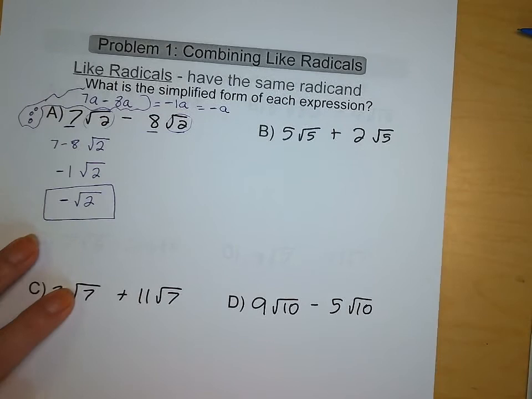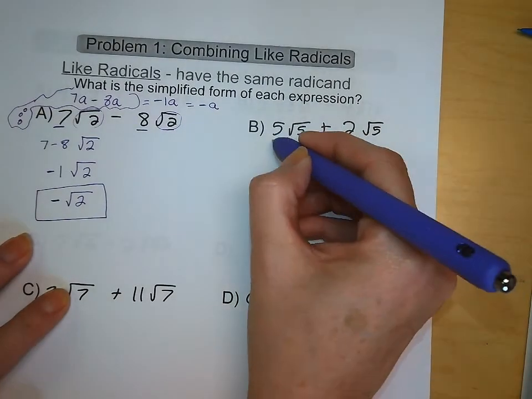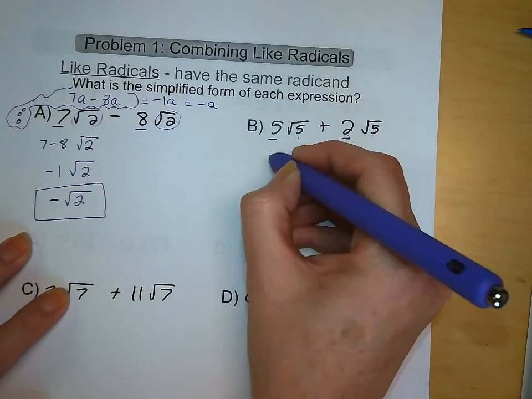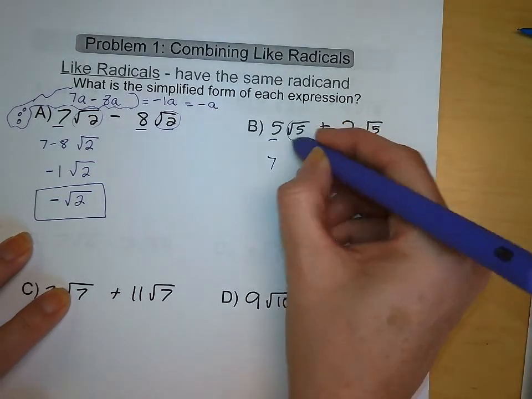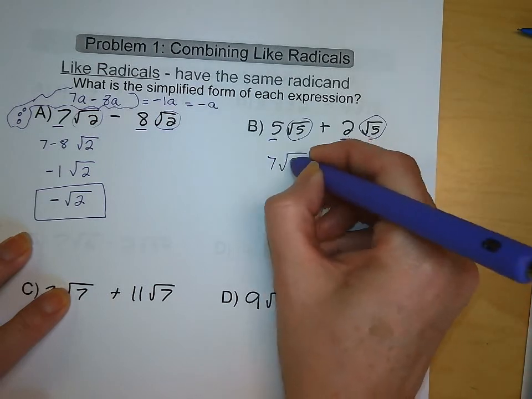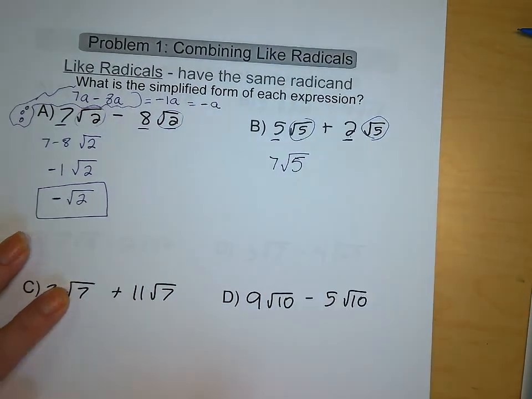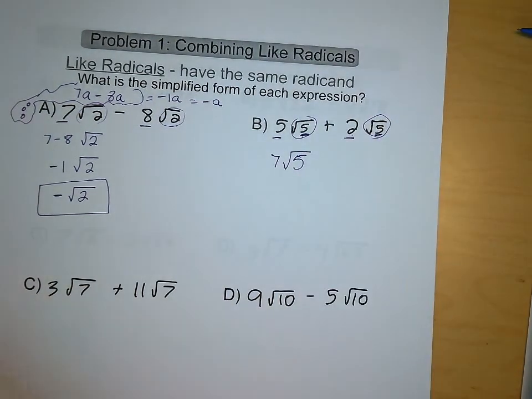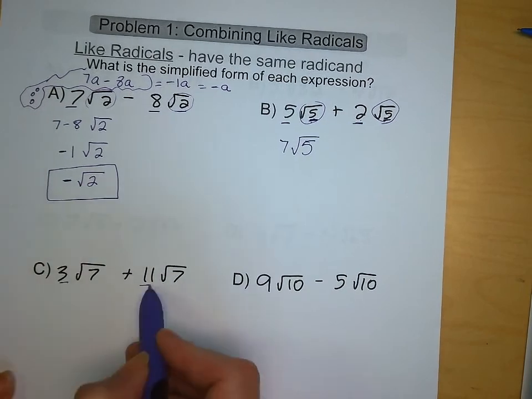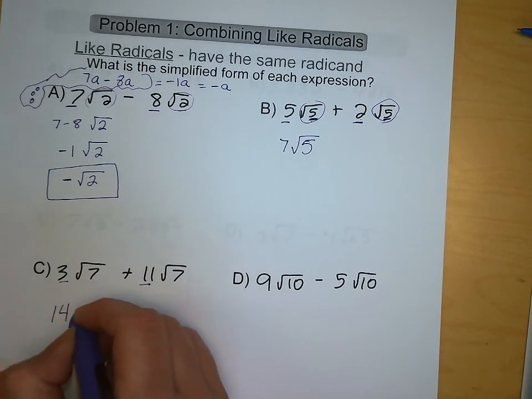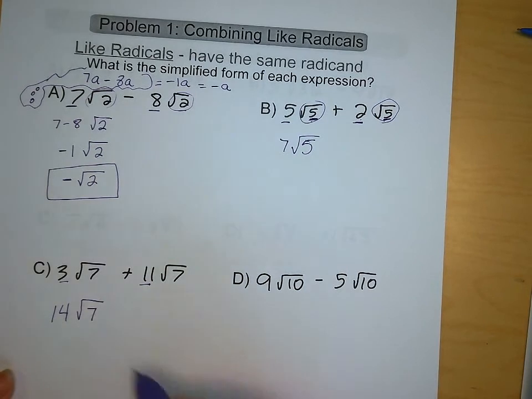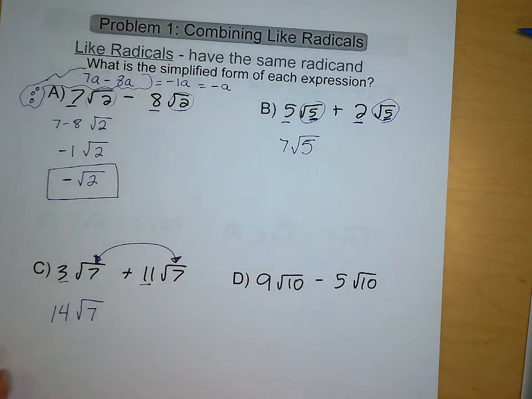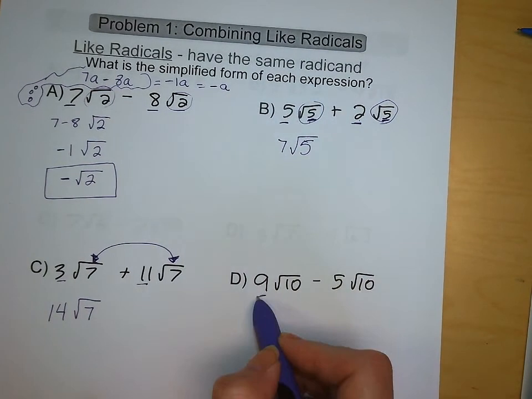So letter B, we have 5 times the square root of 5 plus 2 times the square root of 5. So 5 plus 2 is 7. And we rewrite the square root of 5. Okay, now this will only apply if they have the same radicand. All right, so letter C, we have 3 square root of 7 plus 11 square root of 7. Last time I checked, the square root of 7 is the same as the square root of 7. So we are adding 3 plus 11, and that is 14. 14 times the square root of 7.